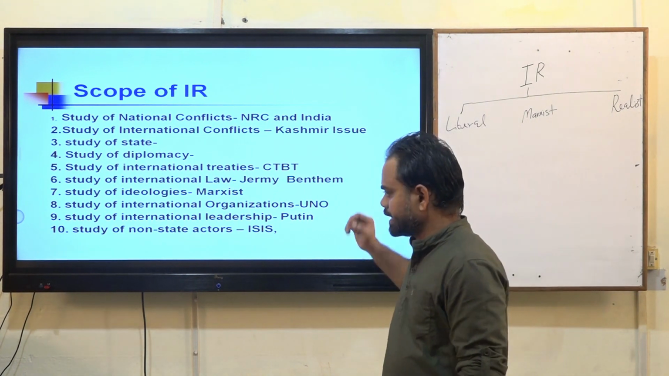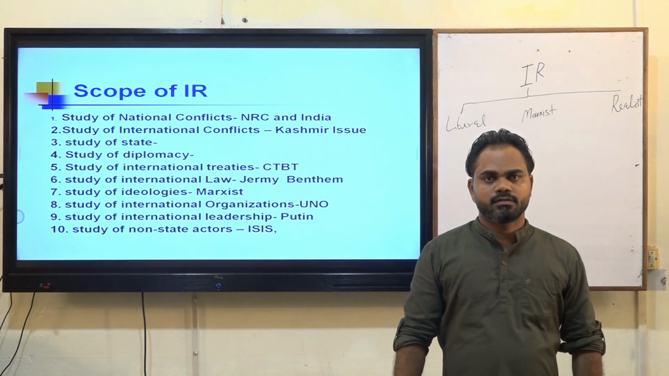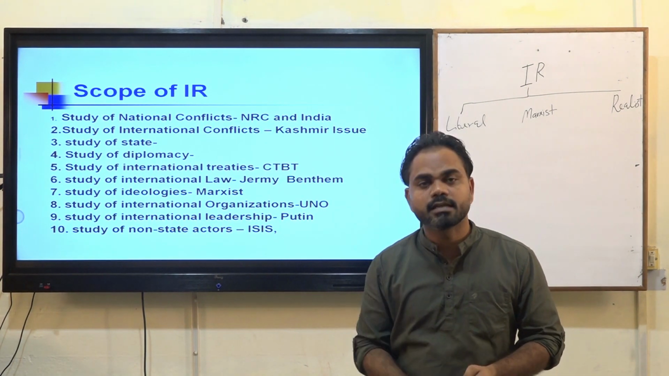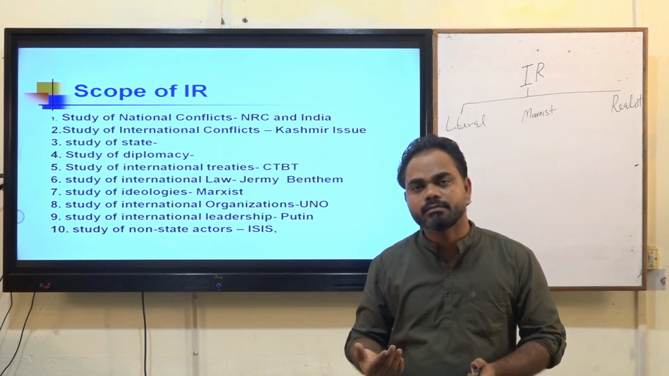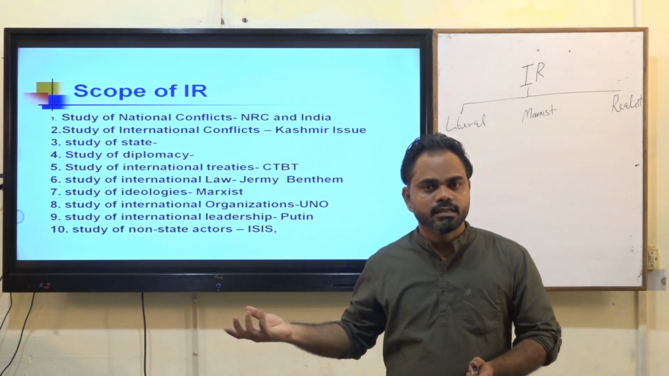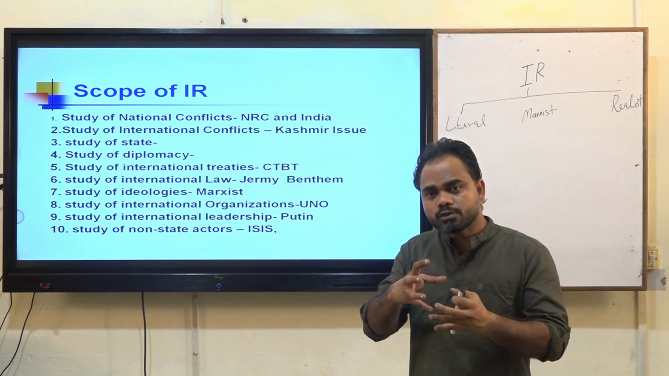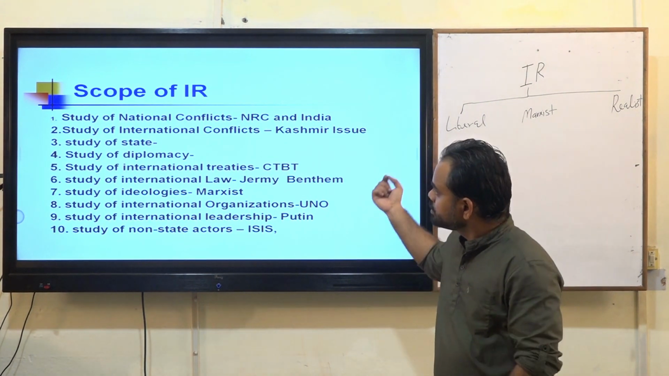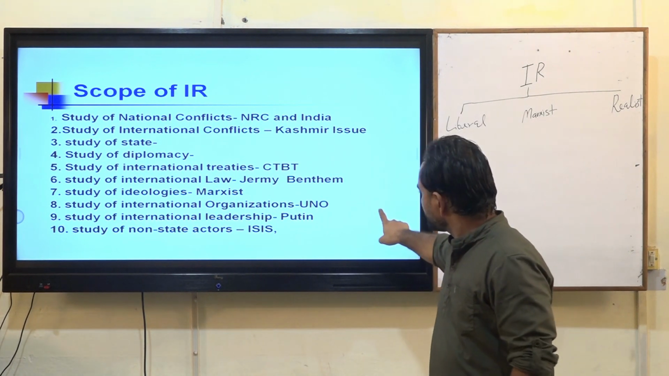And the study of non-state actors. Earlier I discussed that IR is the study of states, but after some time, in the contemporary era, non-state actors also became a part of the study of IR, like Al Qaeda, ISIS, the Taliban. These are all non-state institutions, but they are also part of the international mechanism. That's why they have become a part of international relations. So these are the scope of international relations. Later on, I will talk about the theories.